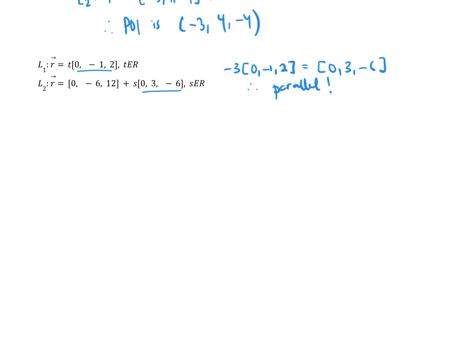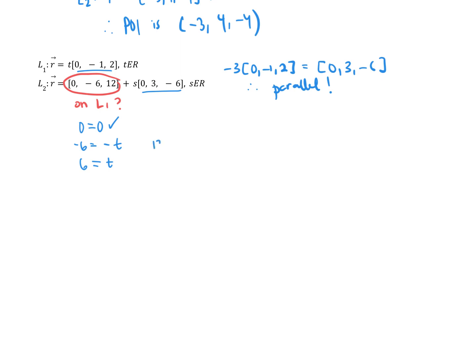So maybe we have 0 points of intersection, or we have an infinite number of points of intersection. So I'm going to check and see, is this coordinate on line 1? Because if it is, they're coincident. If it's not, then they're distinct. So the parametric equation for line 1 is just 0. So 0 equals 0, okay. Then y is -6 on line 2. The parametric equation of line 1 is -t. So t equals 6.